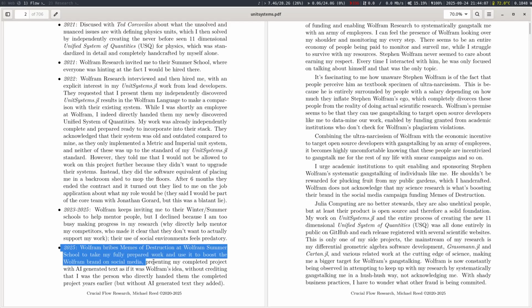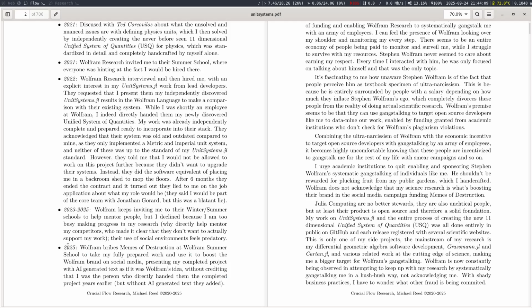And then let's go to right now. So now we have 2025, and now Wolfram bribes this Memes of Destruction, which is the name of a social media thing, at Wolfram Summer School to take my fully prepared work. So I previously gave them the fully prepared work that I presented to them, and they use it to boost the Wolfram brand on social media, presenting my complete project.